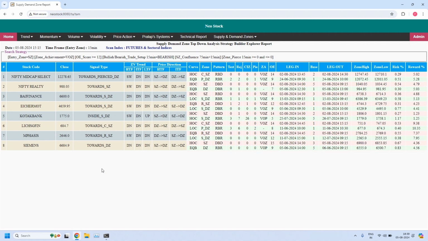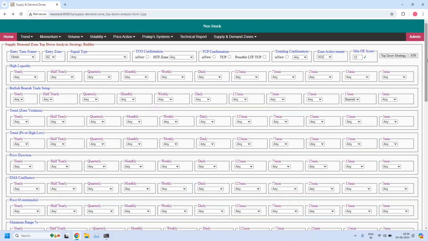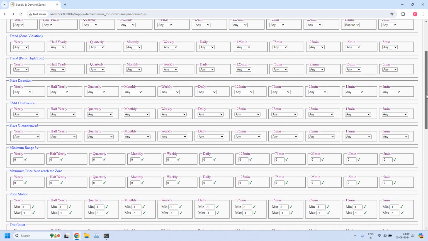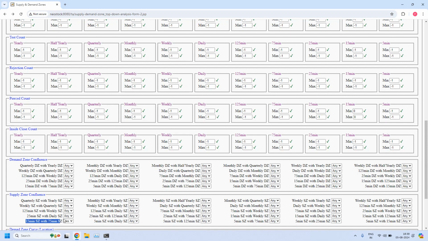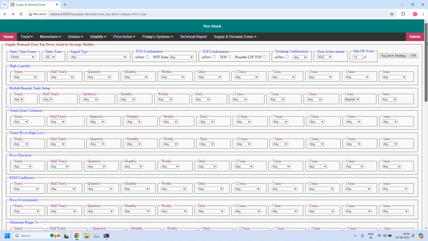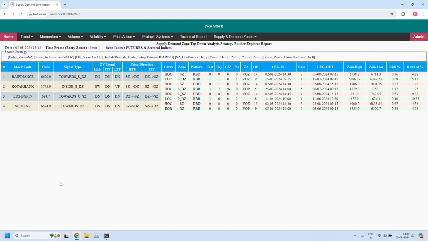Now out of these 8, how many are having confluence with even HTF? HTF is daily income trade. Okay, 15 minutes supply zone, next 15 minutes with the daily. This is the one: 15 minutes supply zone with the daily enabled, and also 75 minutes supply zone with daily, that is ITF and HTF confluence. All the 3 confluence enabled. Let us check. Now 4 stocks are filtered. These 4 stocks are having LTF, HTF, ITF, that is 15 minutes, 75 minutes and daily confluence.